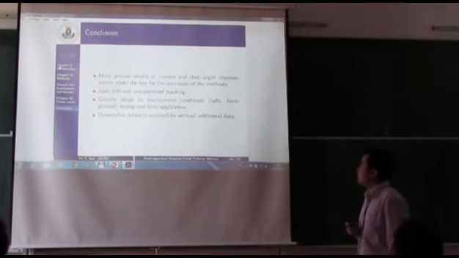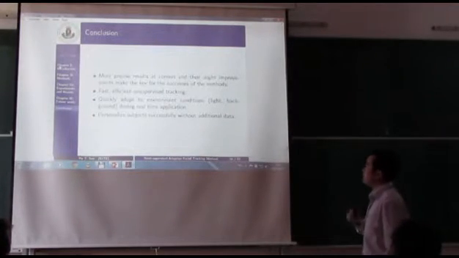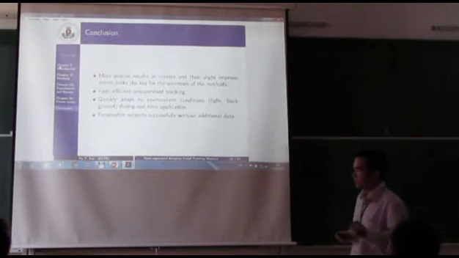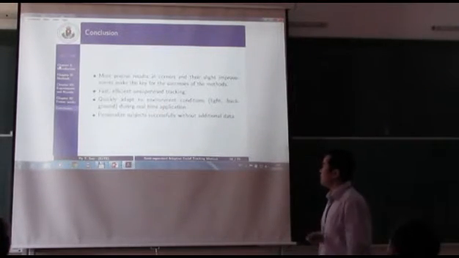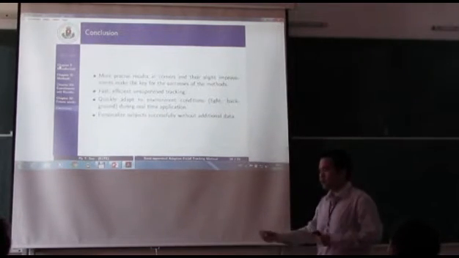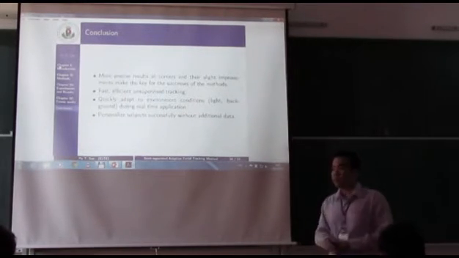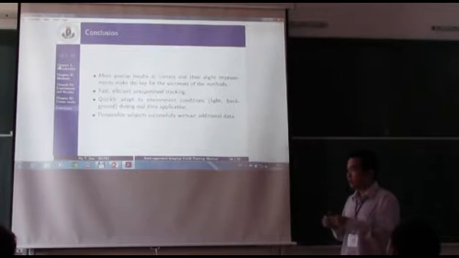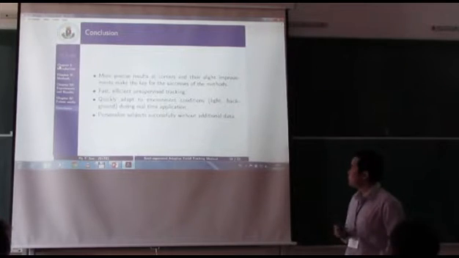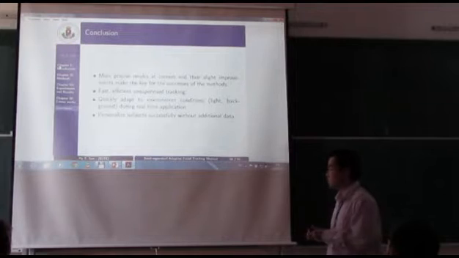Conclusions. So we have seen more precise results at corners, and this improvement is a key success of the algorithm. Secondly, fast and efficient unsupervised checking, and it can quickly adapt to the environment, for example, light and background. And the most important is that it can personalize to the subject during real-time application without any additional data. That means without any human interaction during real-time applications.